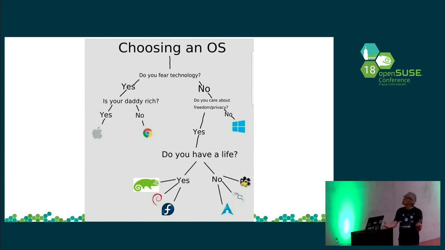But nevertheless, let's state it like this. If you fear technology or you have no real relation to it, and for every problem, flat tire, you call the road service, and your daddy is rich enough, you get the Apple road service. If your daddy is not rich enough, you probably get the Chromebook road service. On the other hand, if you say, well, technology is a nice thing and I would like to deal a little bit with it, but I have my privacy concerns. So if you don't care about privacy, you're using this system with the four things. I think we know what it is.